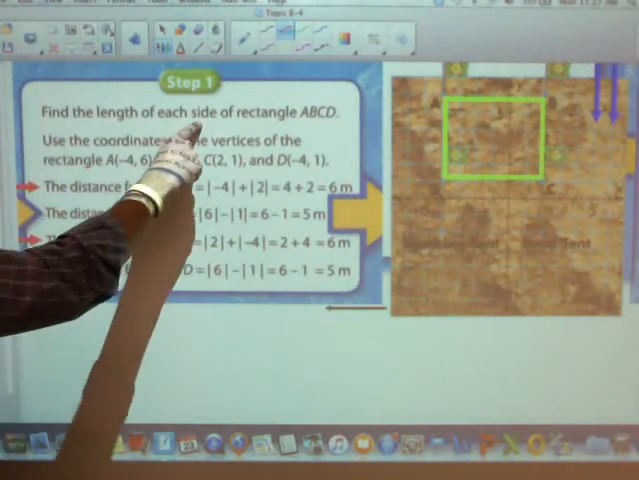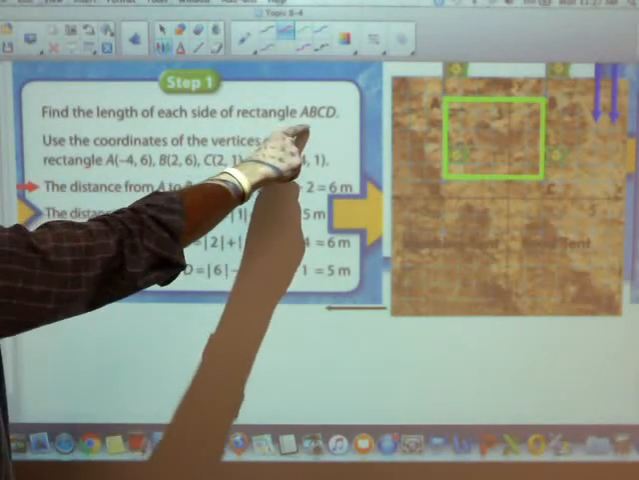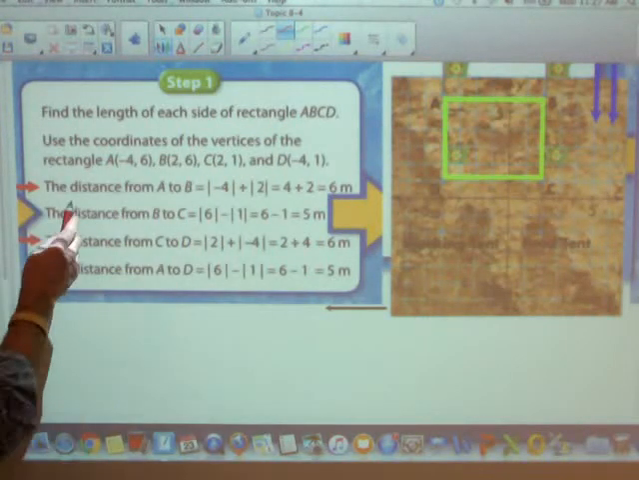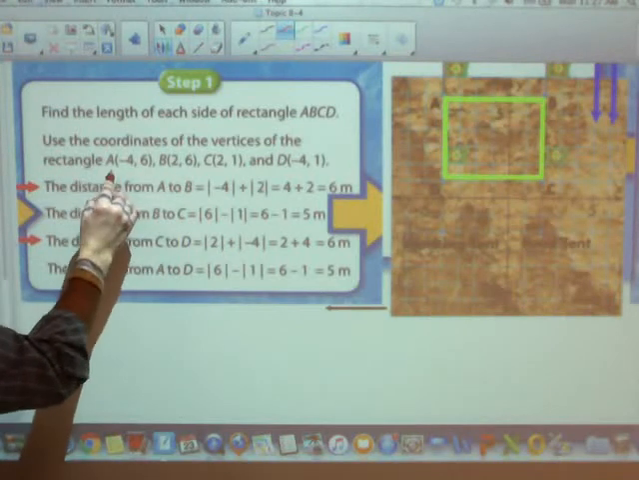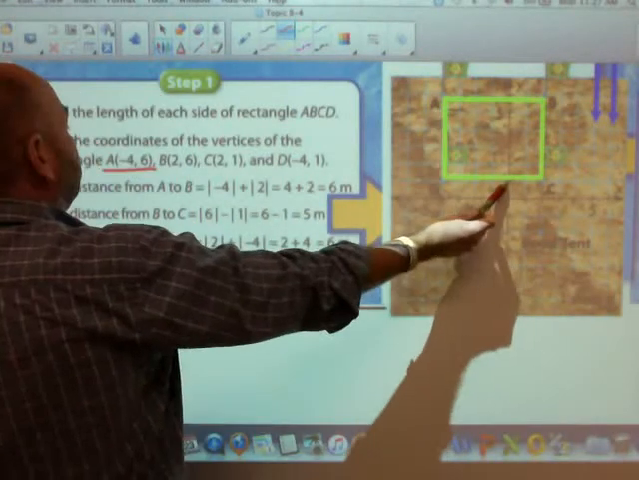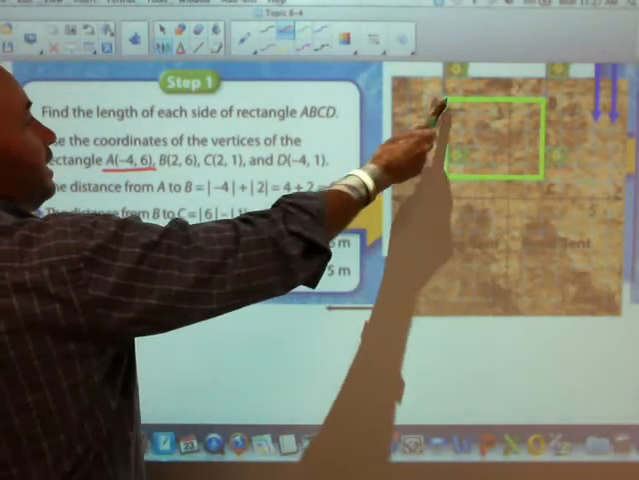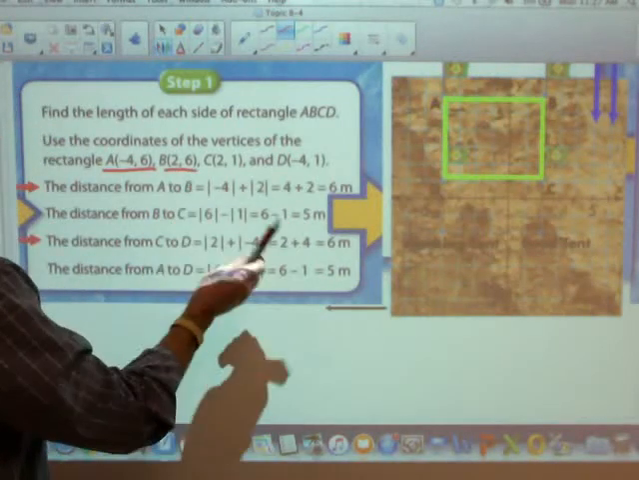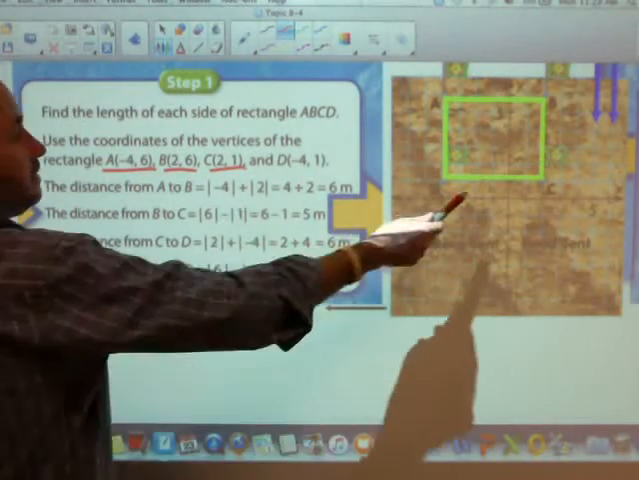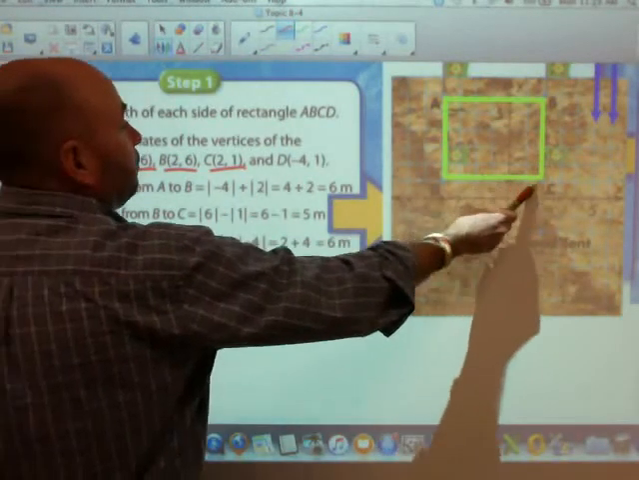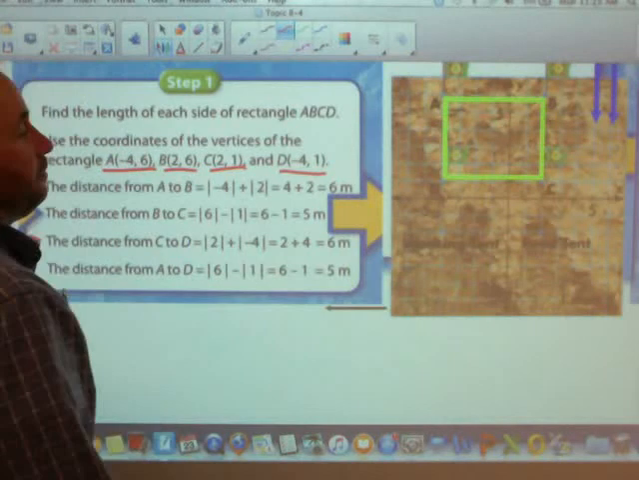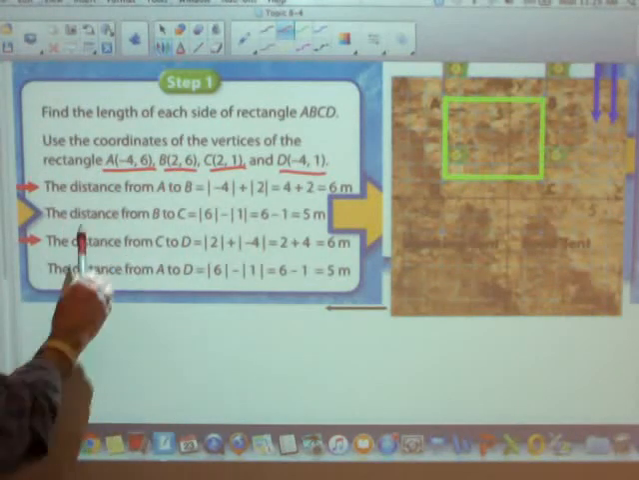To find the length of each side of a rectangle ABCD, use the coordinates of the vertices of the rectangle. So in other words, what they do in the book is they say, okay, the points for A, you would have -4, +6, and that's point A. Point B is +2, +6. Point C, the coordinates are +2, +1. And D, you can see that you have -4, -1. Okay? So we use the coordinates to find the vertices.